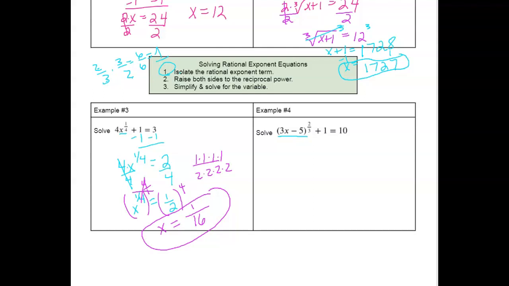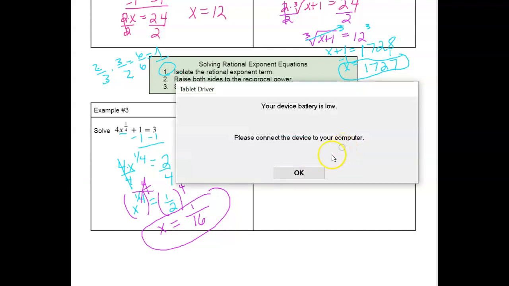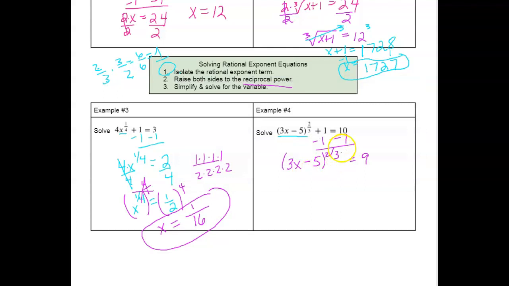On example 4, everything inside is fine because it's to the power, so we're going to subtract 1. So we get 9. I'm going to rewrite this. So we need to take the reciprocal power. So the reciprocal power is 3/2.